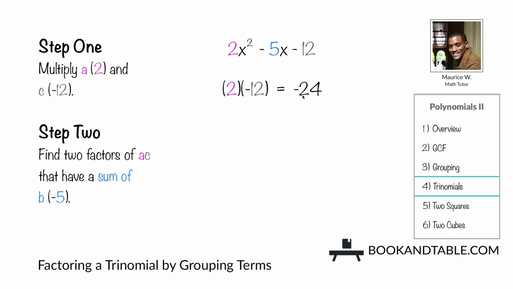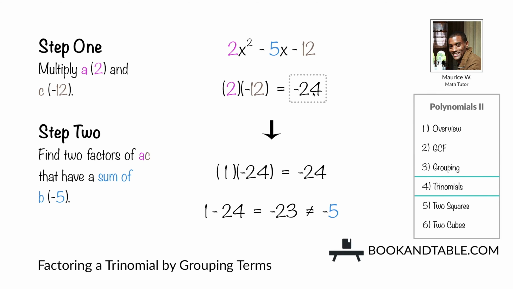And now you want to find two factors of AC, which in this case is negative 24. You want to find the two factors of negative 24 that have a sum equal to b, which in this case is negative 5. So we'll start by looking at 1 times negative 24, since that has a product of negative 24. But the sum of these factors is 1 minus 24, which is equal to negative 23, and that does not match the coefficient of our x term, negative 5. So 1 and negative 24 are not the factors of negative 24 that we are looking for.